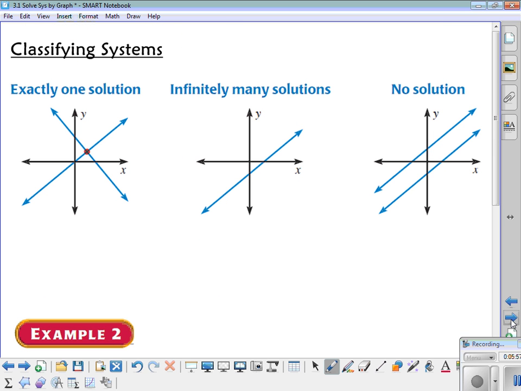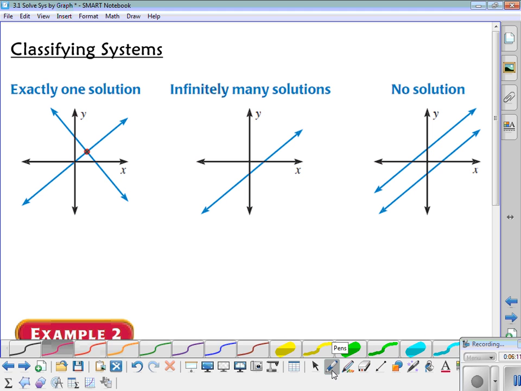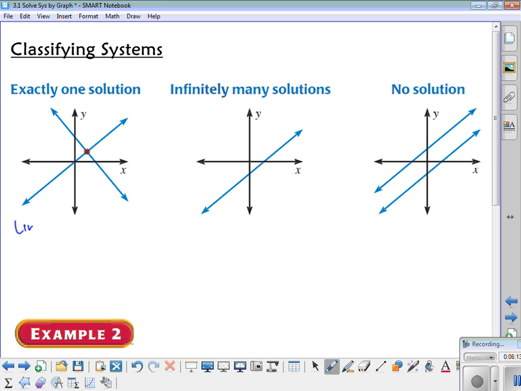All right, so we can classify the systems depending on how many solutions there are. If there is exactly one solution, then that means that the lines intersect, right? And we would classify it as consistent and independent.